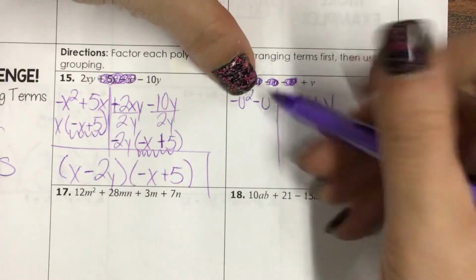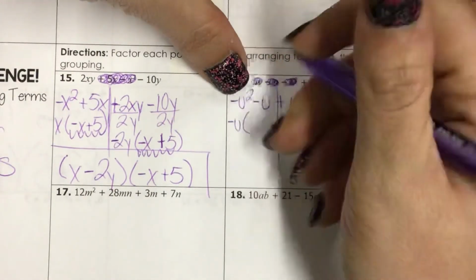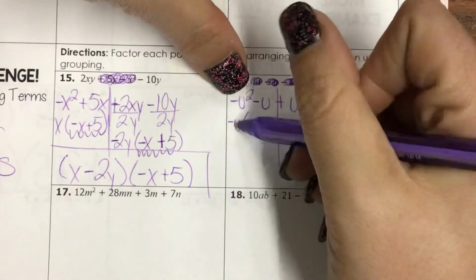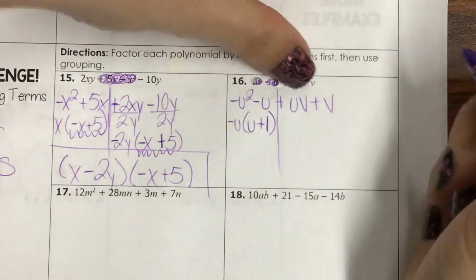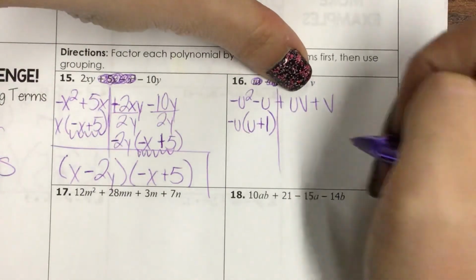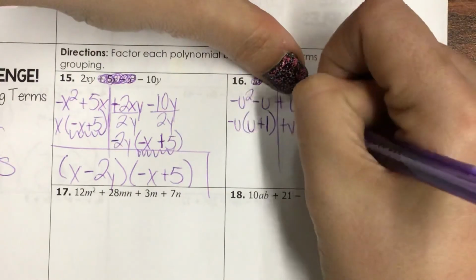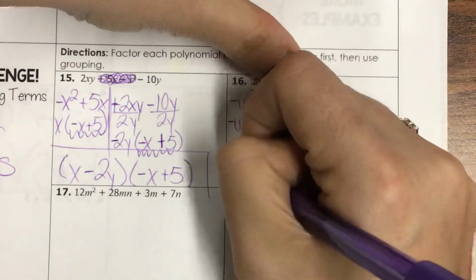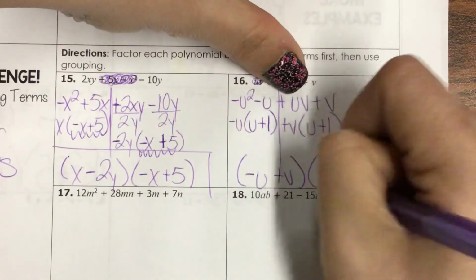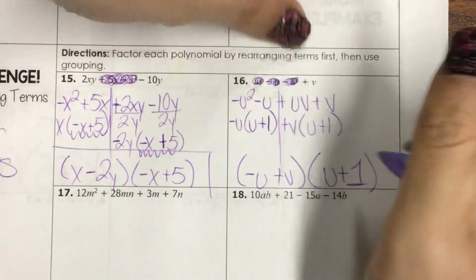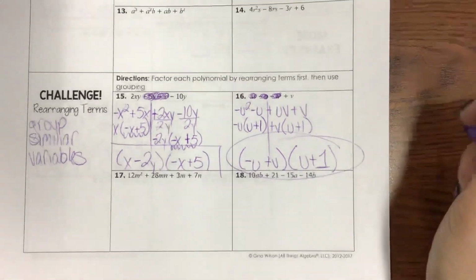If I look at these, both have a negative u that I could factor out. Negative u squared divided by u would be u. Negative u divided by negative u would be a positive 1. Looking at here, these both have a positive v that I could factor out. That would leave me with u plus 1. So negative u and a positive v times u plus 1. There we go.